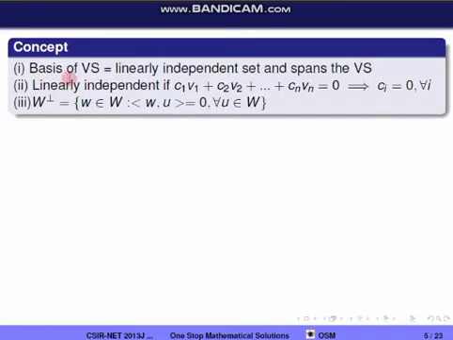We know a basis of a vector space means the set should be linearly independent as well as span the whole vector space. If we are given a set of vectors v1, v2, up to vn, it is linearly independent if c1 v1 plus c2 v2 up to cn vn equal to 0 implies ci equal to 0 for every i. That is, every coefficient should be equal to 0.